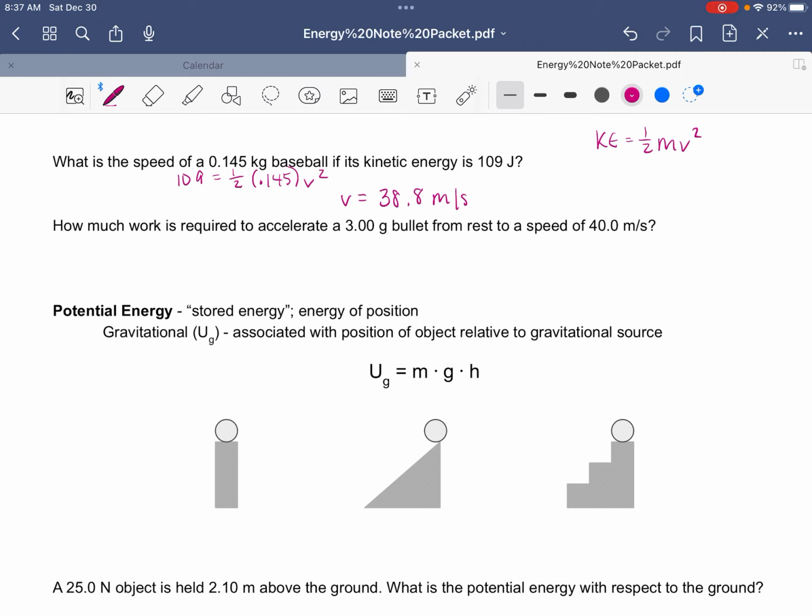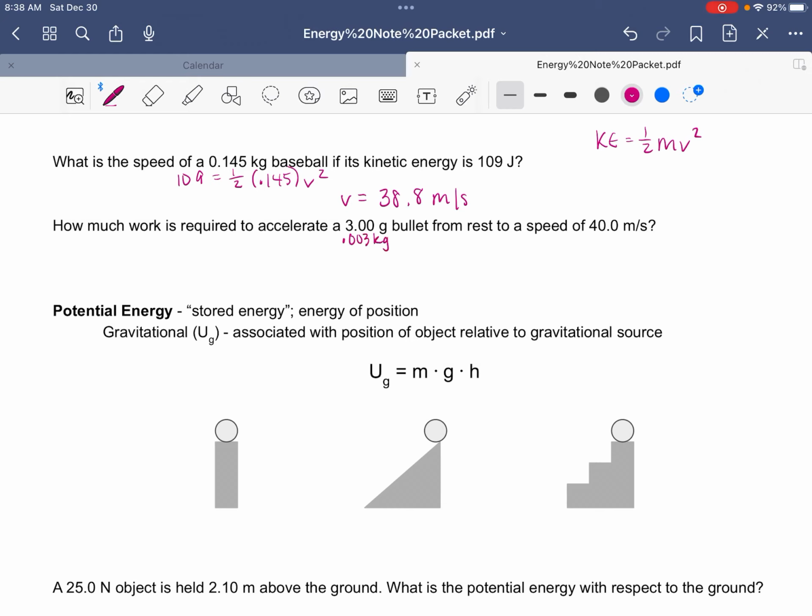For the next one: how much work is required to accelerate a 3-gram bullet from rest to a speed of 40 meters per second? First off, they did give me the mass, but it is in grams, so I do have to convert that to kilograms. And they gave me from rest, so 0 is my initial speed, and my final speed is 40 meters per second. We're trying to find work, so we're going to use that work is equal to a change in kinetic energy.